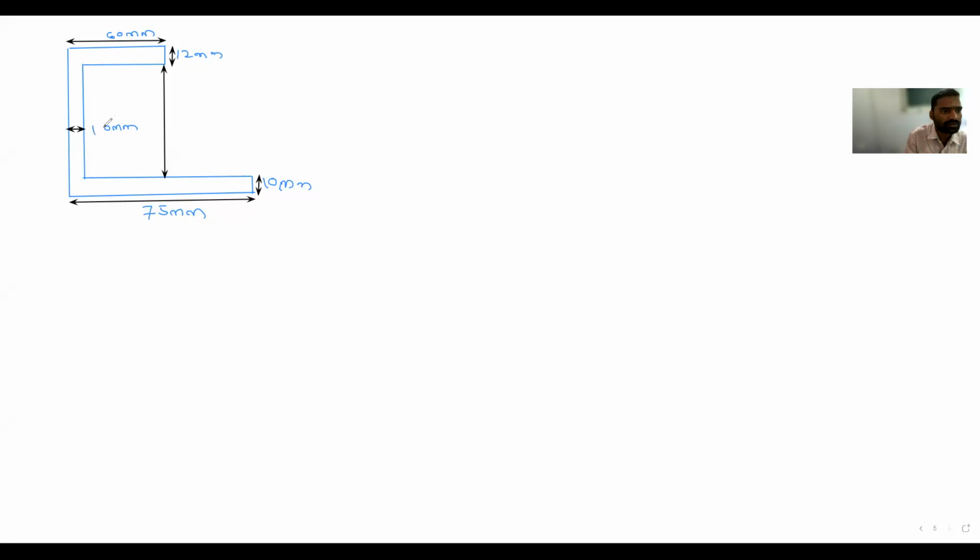Okay, so this is 10 mm. This height will be given. It is 150. Total height is given. From here to here it is 120. 120 mm it is. Okay, this is a section.